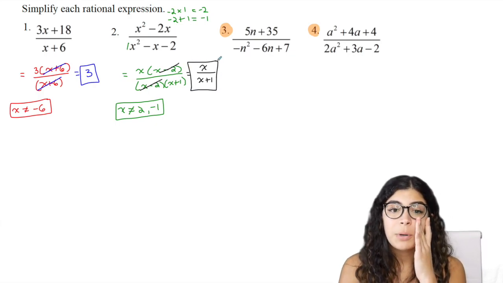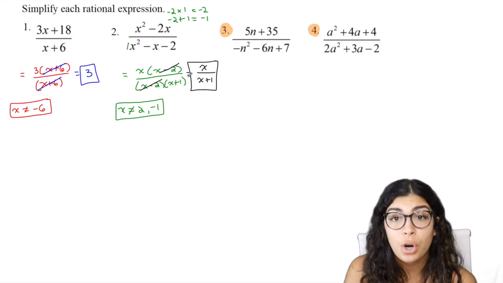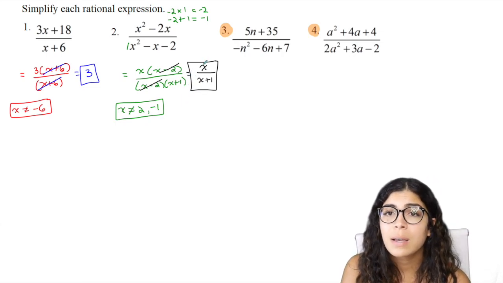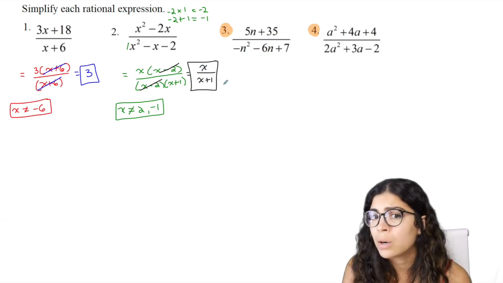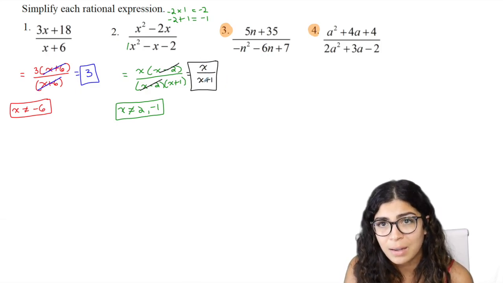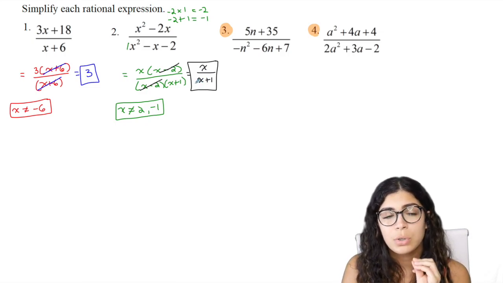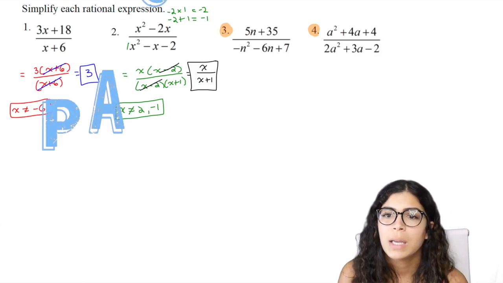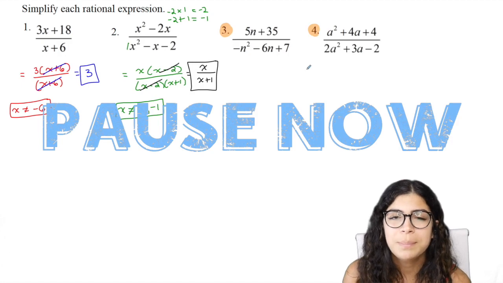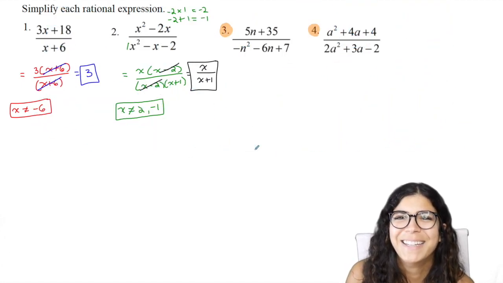Okay. Now remember, you can only cancel out factors. You cannot cancel out terms. So this is x in the numerator, and we have x plus 1 in the denominator. You can't just cancel out the x. You can only cancel factors. You can't cancel out terms. All right. So go ahead and pause the video and try to do 3 and 4 on your own.